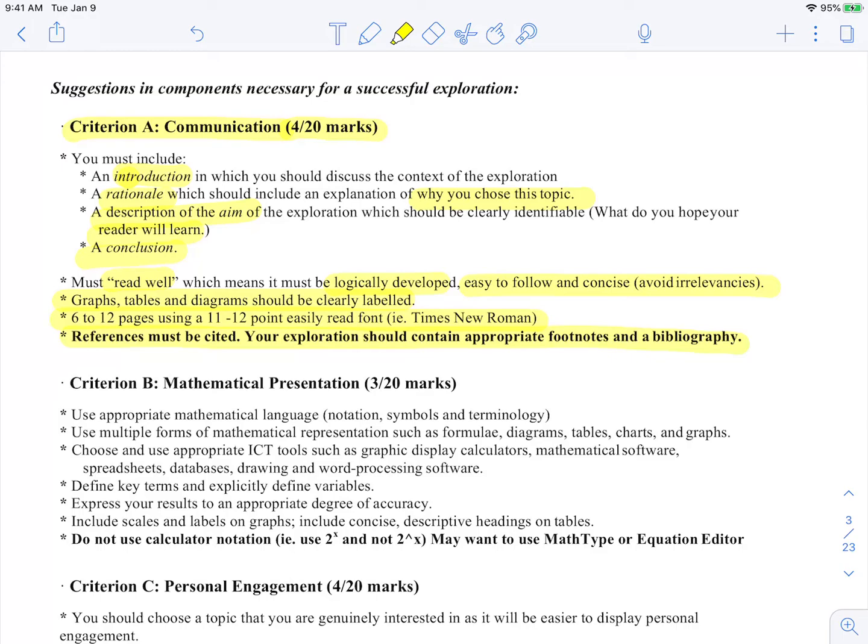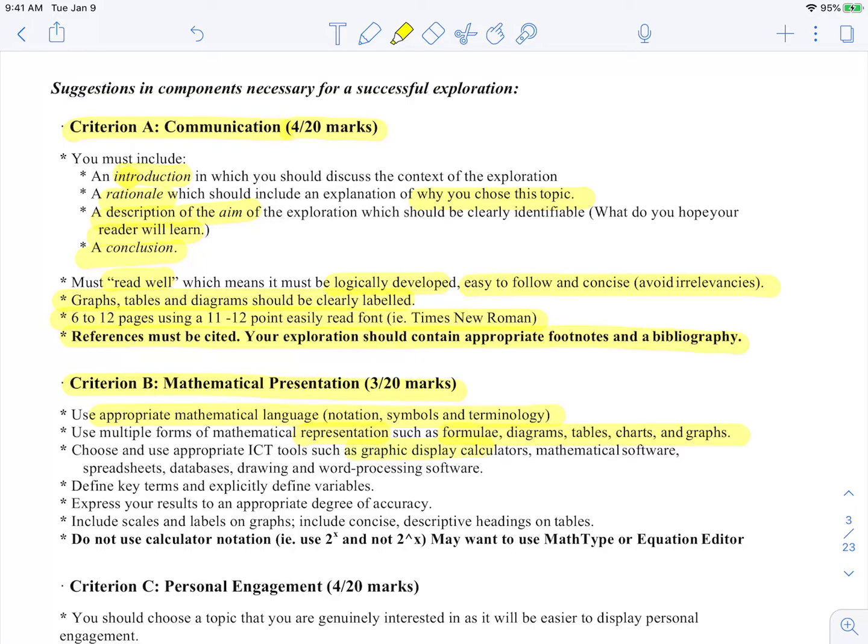The next criterion, the mathematical presentation, you can get 3 out of 20 points. So here are the things we're going to be looking for. Appropriate mathematical language, things that have correct notation, symbols, and terminology. You're going to have multiple forms of representation, such as a formula, diagrams, tables, and charts. You're going to choose the appropriate method to display your data.